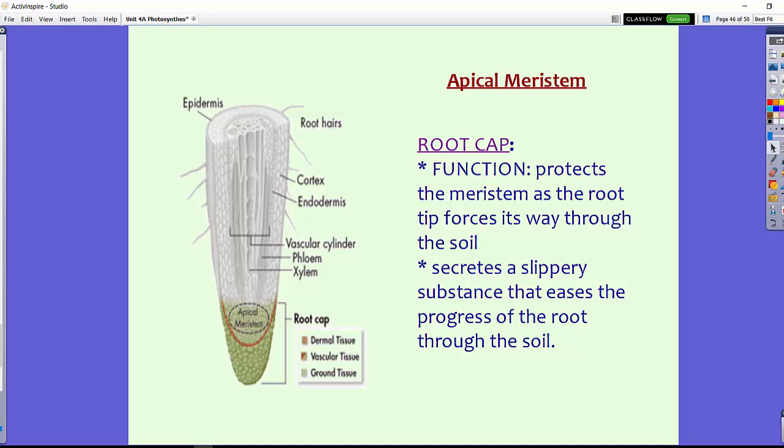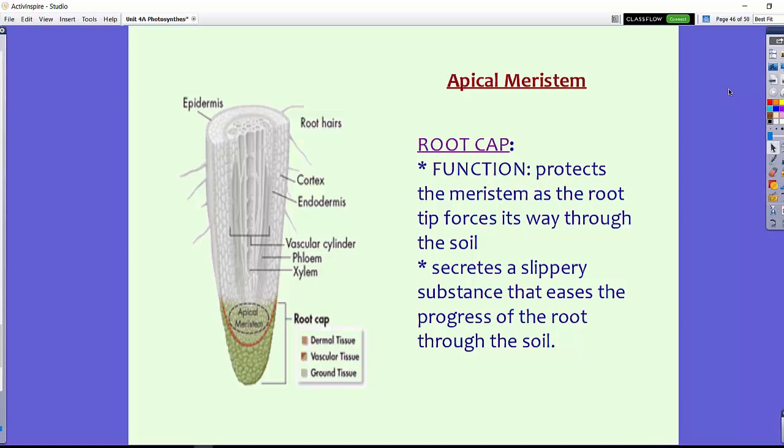Now we have something that's called apical meristem. Now the apical meristem has a very important function in the root because this is part of the root cap. Now the meristem is where you have the cells regrowing, so this is where new root is actually formed. But you need a root cap in order to protect the root.